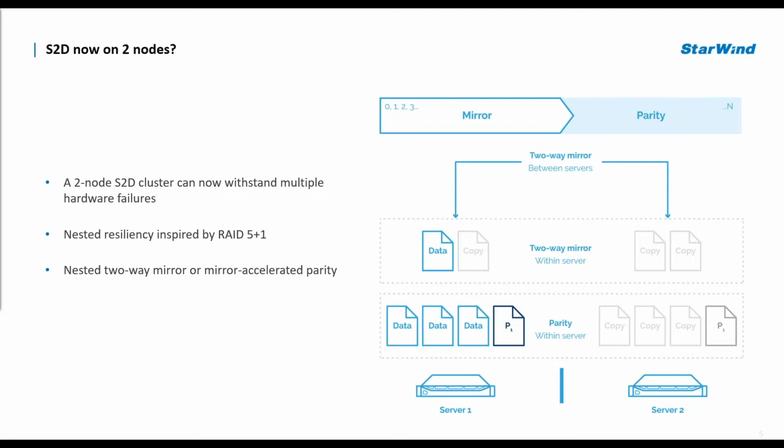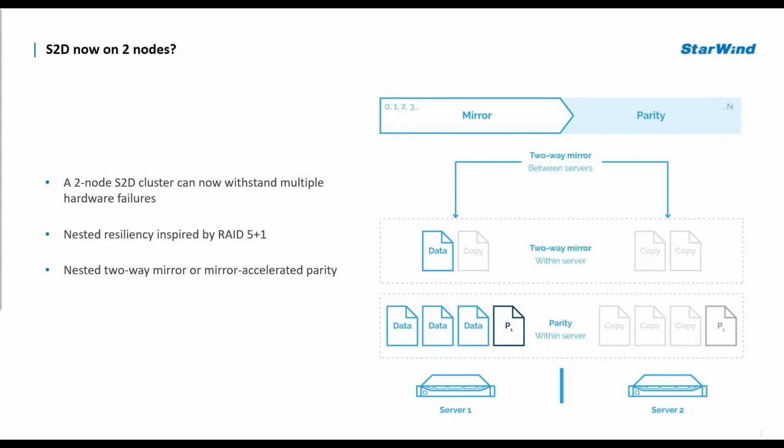Now, regarding the capacity, it is approximately 40% of the storage capacity larger than with nested two-way mirror, but it also depends on the number of drives you have in your server. So the minimum of 4 drives is the requirement for S2D. It hasn't changed since then. And also it depends on the percentage you're using for two-way mirror.